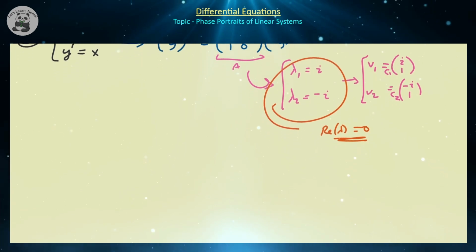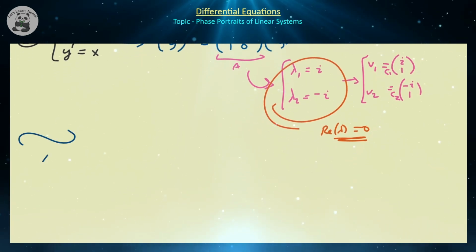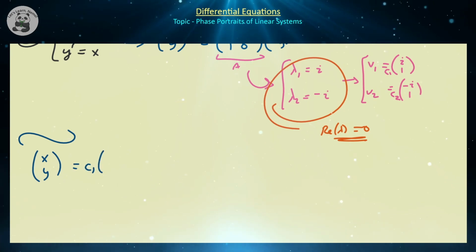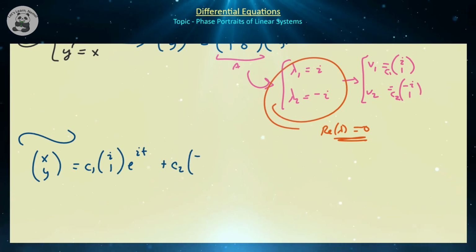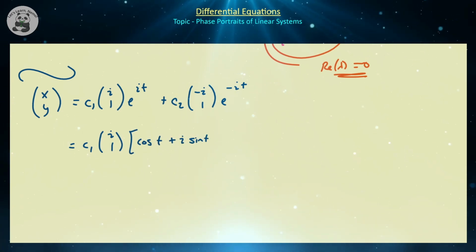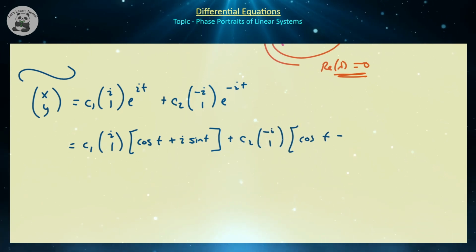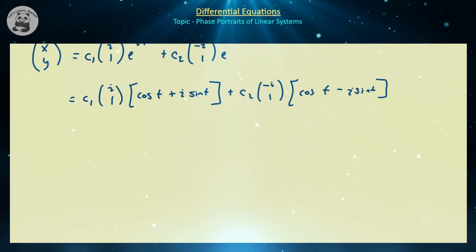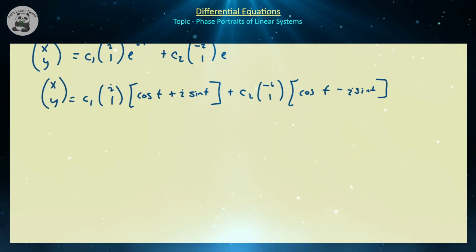So let's look at our solution and see if we can understand it there. So (x, y) will be equal to c1 (i, 1) e to the it plus c2 (-i, 1) e to the minus it. And now let's use our Euler identity to transform. So c1 (i, 1), and then we're going to have cosine t plus i sine t, and then plus c2 (-i, 1), and then cosine t minus i sine t. Let us decompose this solution into its x and y components and analyze there.